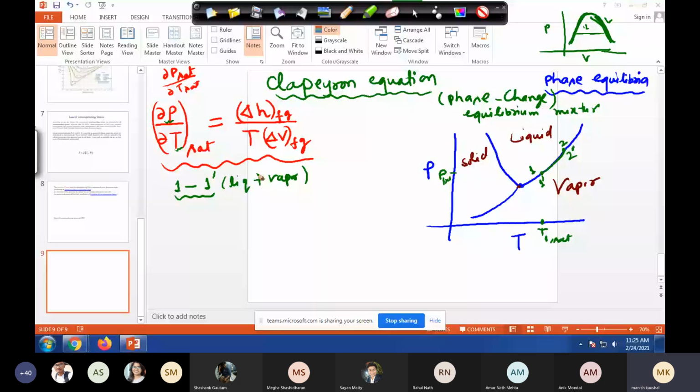Temperature and pressure. I'm not going to 1 to 2, I'm saying 1 to 1 dash. They are at the same point on the saturation line, because if you look at it on the PV diagram, probably you will appreciate it more.